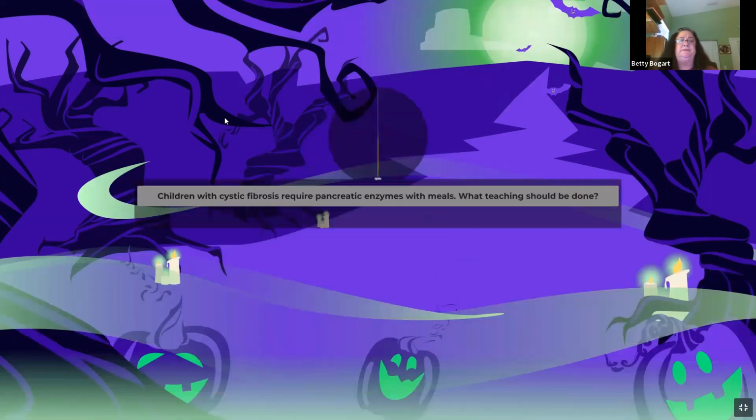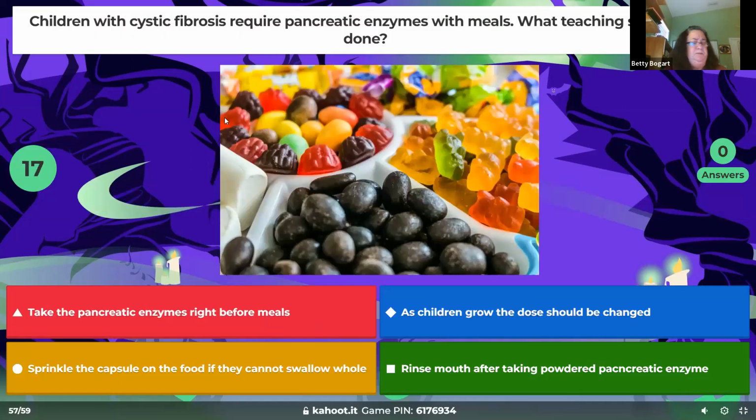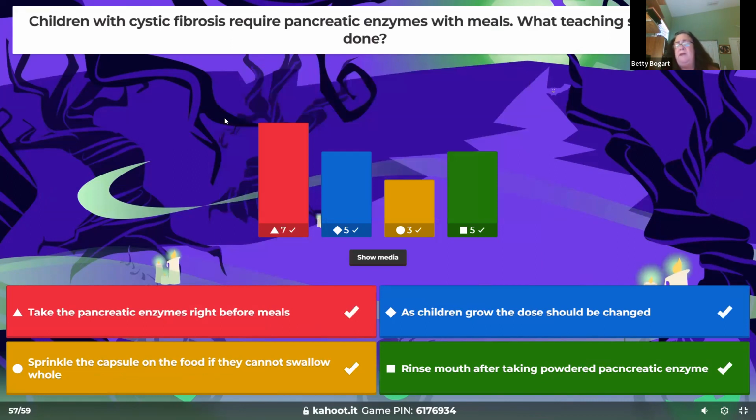A multi-select. Children with cystic fibrosis require pancreatic enzyme with meals. What teaching should be done? This is something you're going to see on your cystic fibrosis case study also. It's one of those things that need to be taught, so they're going to be given it appropriately. The first thing is we're going to give it right before meals, not an hour before, not 2 hours, right before. Sometimes we have to sprinkle it on the food if they can't swallow it.